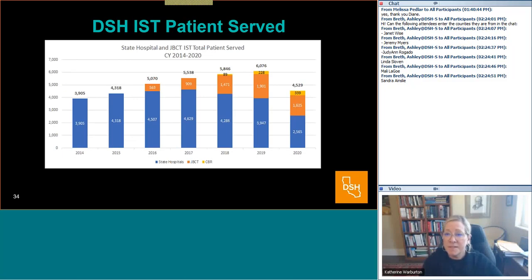We've also increased the number of people we served. We decreased our length of stay. And while we were able to serve 3,900 people in 2014, by 2019 we were able to serve over 6,000 people. But it doesn't matter. The wait list just keeps growing. Referrals just keep growing. Next slide, please.